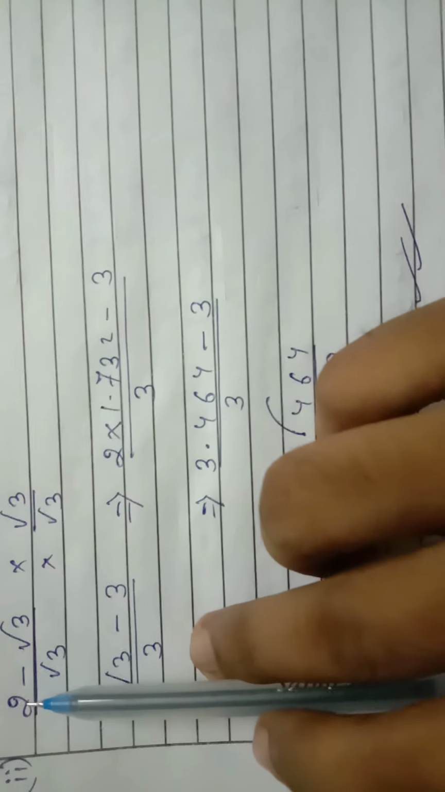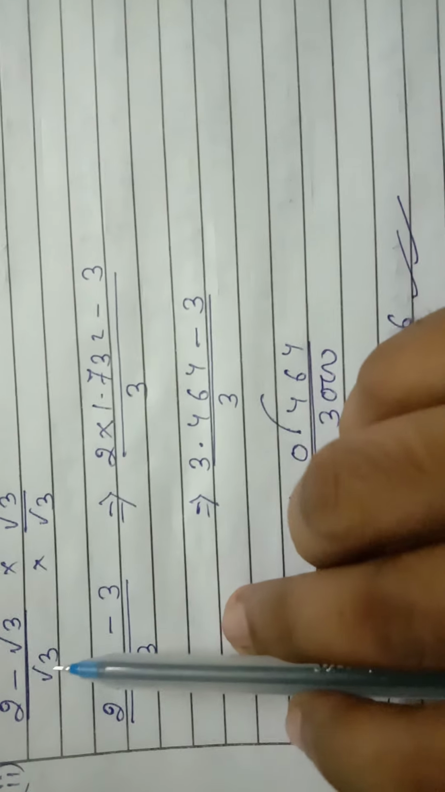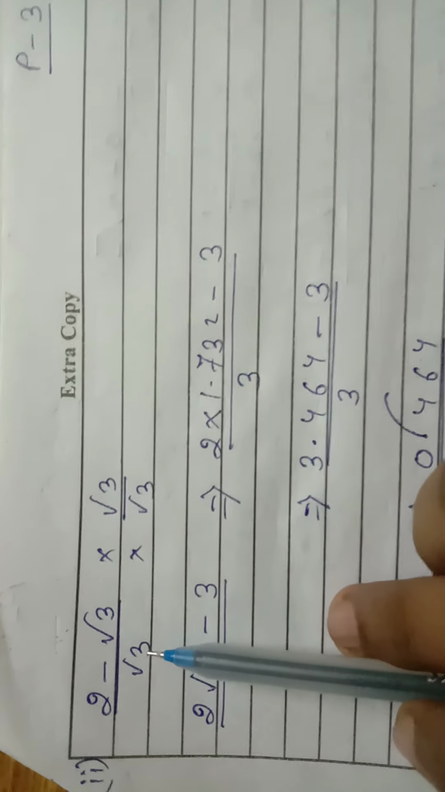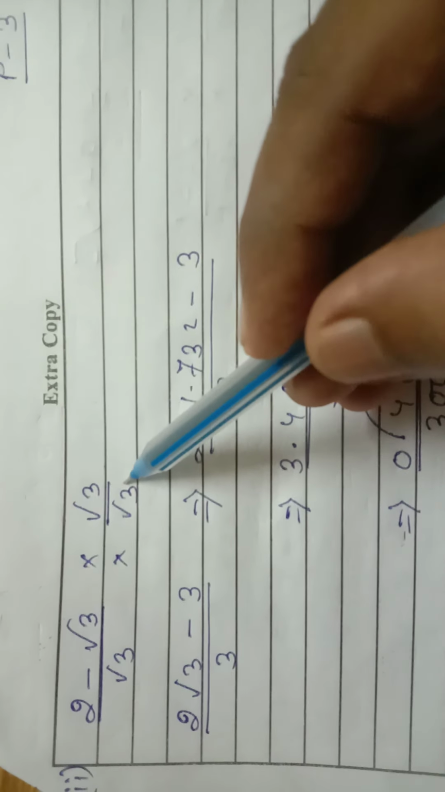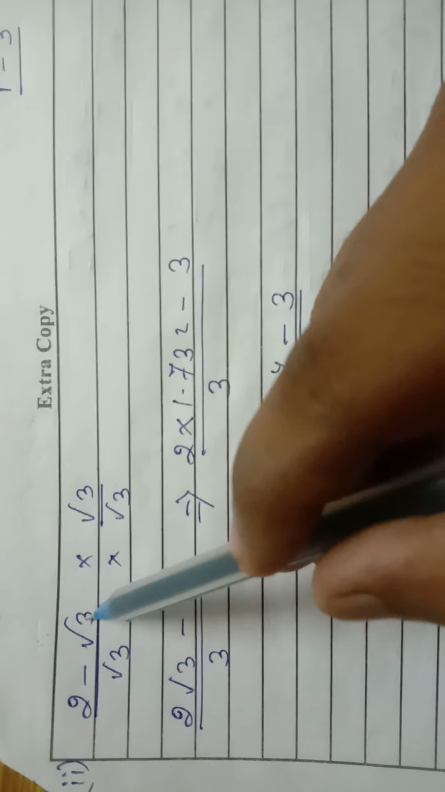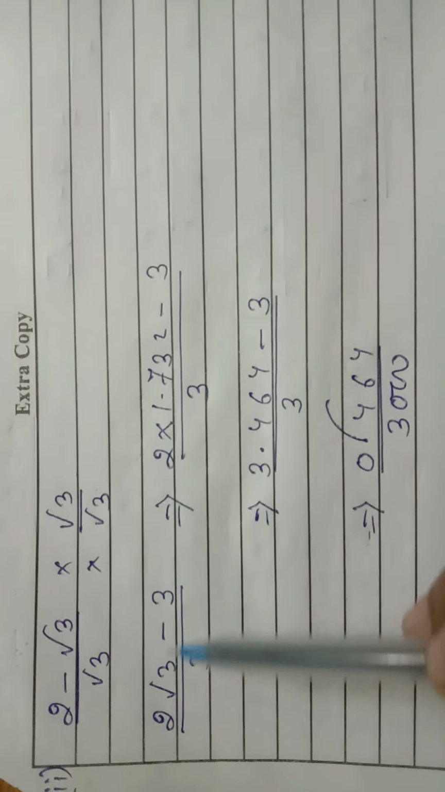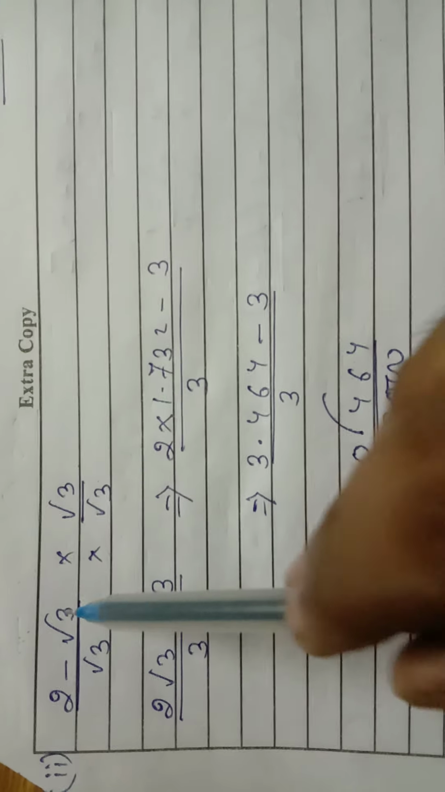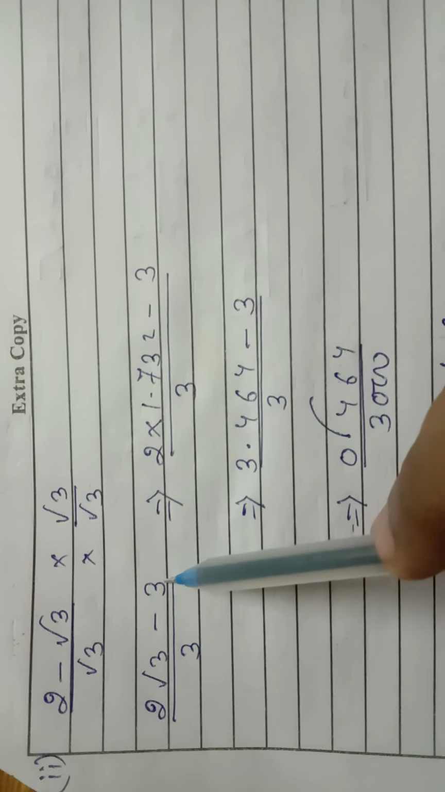Now see here, we have our question: 2 minus root 3 by 3. Root 3 is here, so we rationalize by the same number. When this root 3 is multiplied by both numbers, you will get 2 root 3 minus 3, because root 3 times root 3 makes 3.